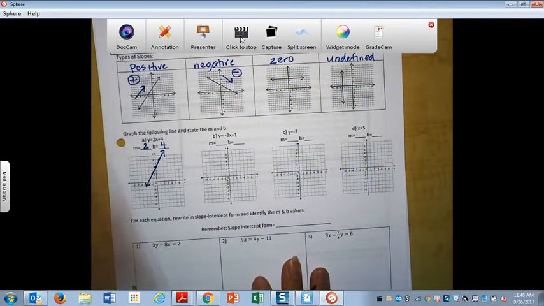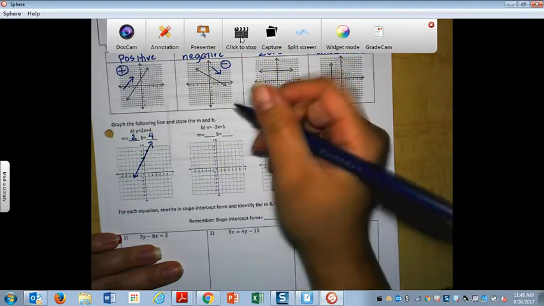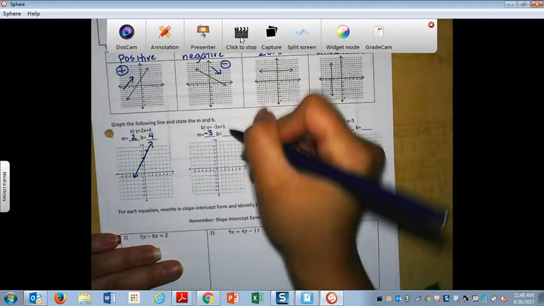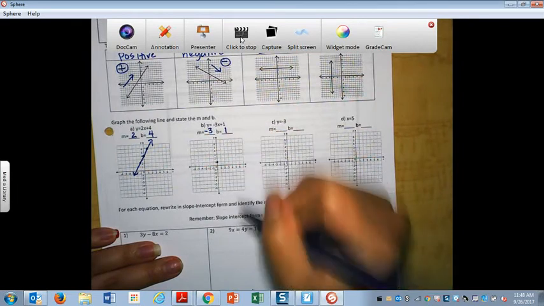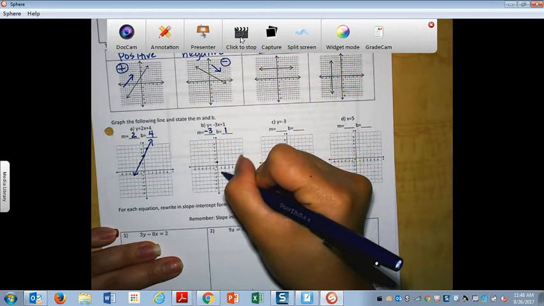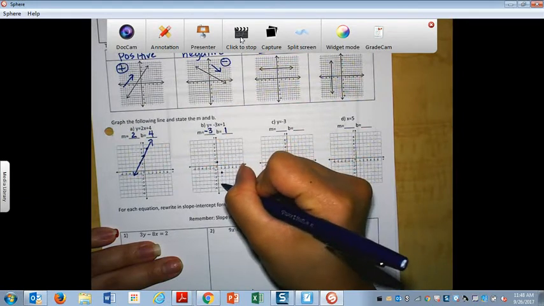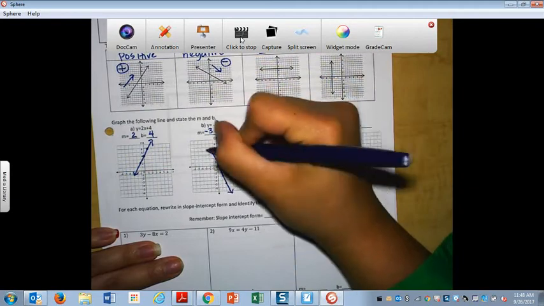Okay? I'm going to do this one. Alright, so you have negative 3 as your slope and 1 as your y-intercept. So I'm going to go to 1, start off there, and then you're going to go down 3, 1, 2, 3, over 1. Down 1, 2, 3, over 1. Okay, now that I have 3 points, I'm going to create a line.